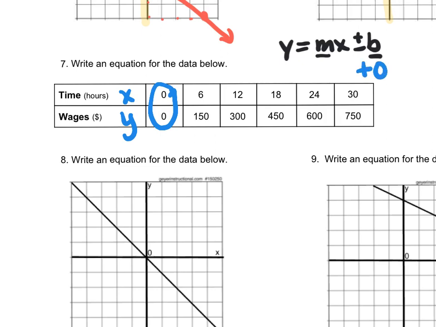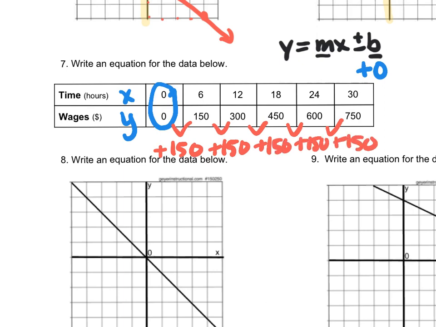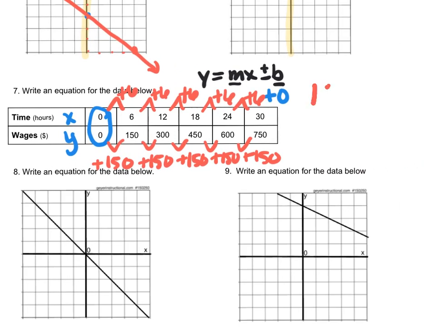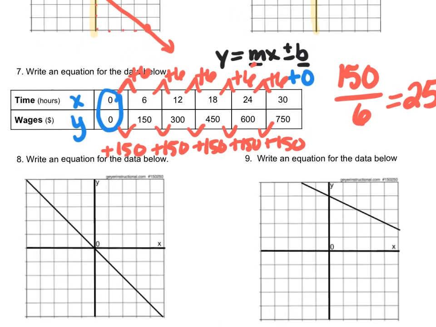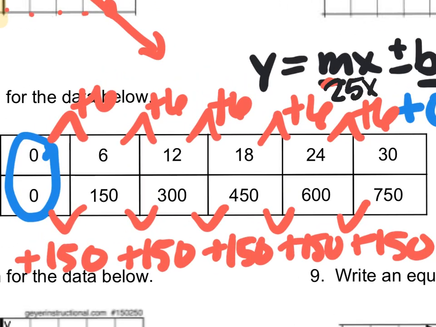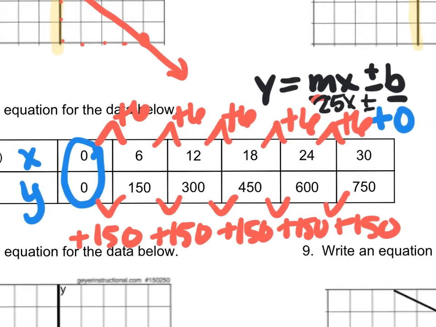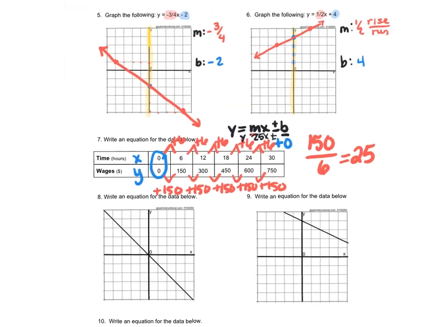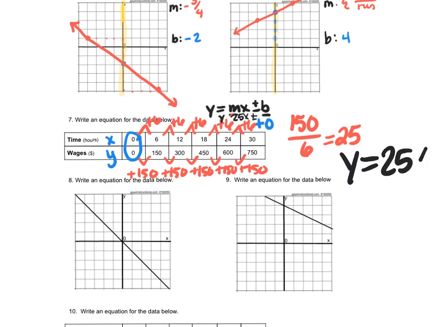And then we find the change. The change from here to here all the way across is going to be adding 150. And it's going to continue to add 150 every time. Okay. And then the change across the top is adding 6 every time. So 150 divided by 6 is going to be 25. So that's going to be our m right here. So it's going to be this right here. So 25x plus or minus 0 is y. So I'm going to rewrite that equation as y equals 25x.